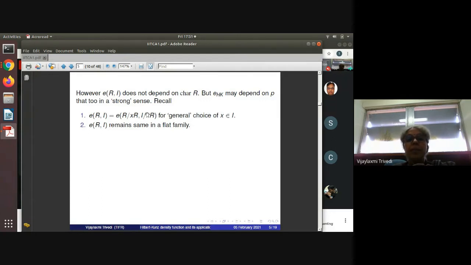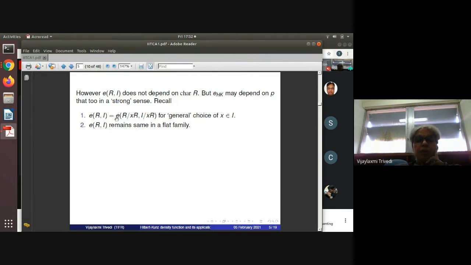So what is happening? Let me recall two properties of Hilbert-Samuel multiplicity. If I want to study the multiplicity E of R, I can take a general hyperplane section X, and its multiplicity, which is a lower dimensional ring now, is the same as the multiplicity of the original one. In fact, this is a part of one way of defining your Hilbert multiplicity.